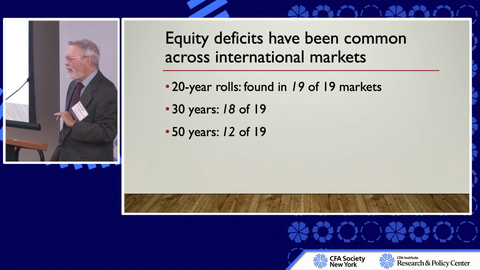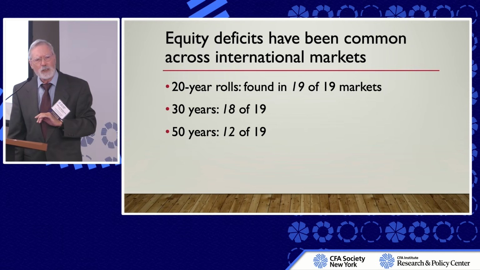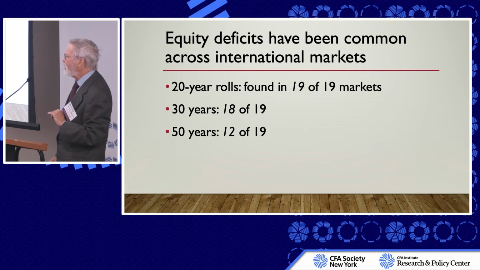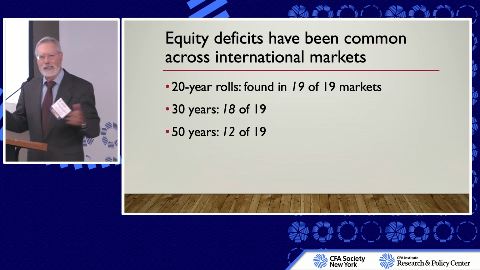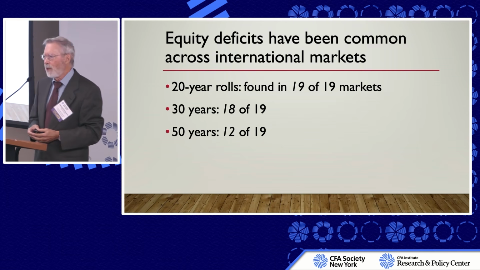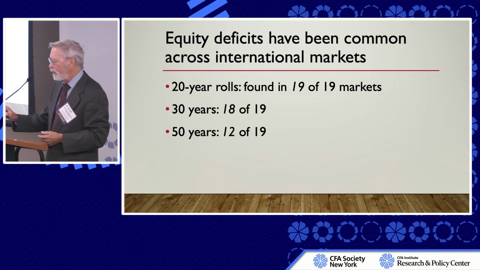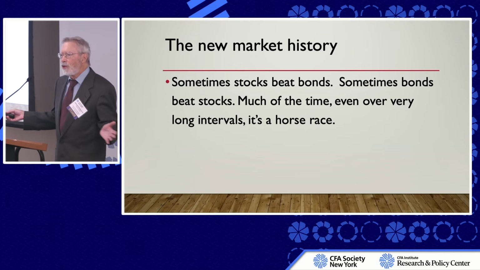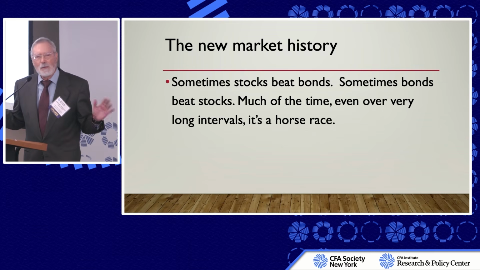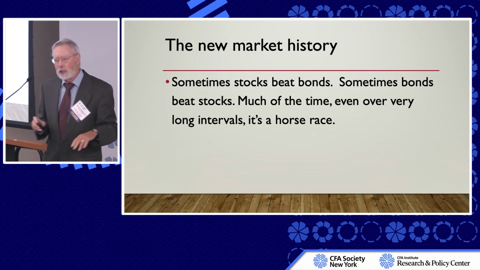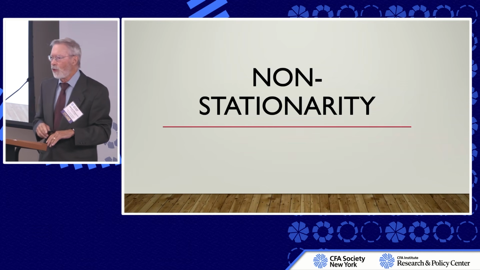And indeed, when I went looking at 20, 30, and 50-year rolls, I found equity deficits in 19 out of 19, 18 out of 19. Hold on for 50 years and the bonds still win in 12 of 19 cases. So, under the new market history, sometimes stocks beat bonds, sometimes bonds beat stocks. Much of the time, even over long intervals, it's a horse race.